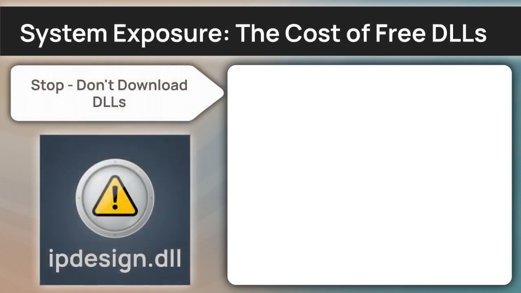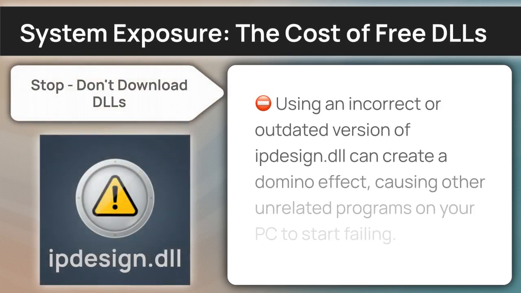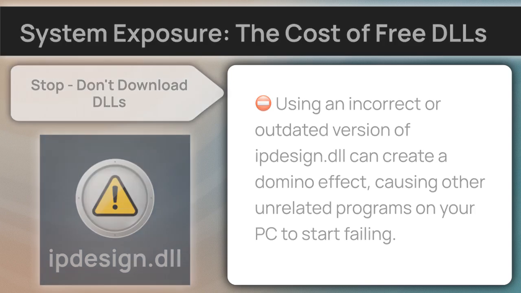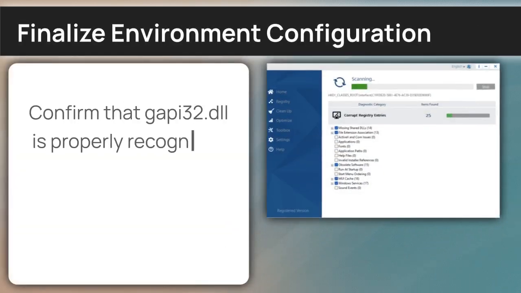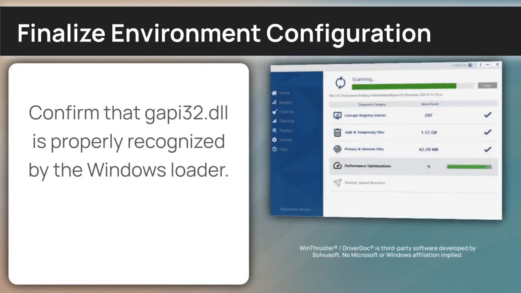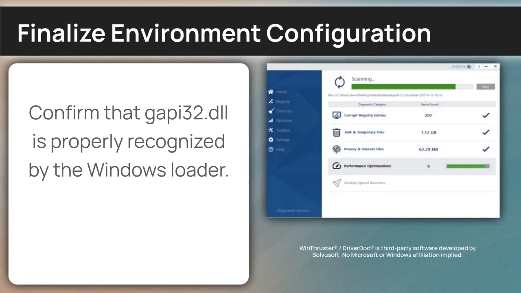To avoid future system conflicts, there is one specific security trap we should discuss. Installing an unverified version of Ipdesign Library DLL is one of the most common ways to accidentally bypass your system's built-in security firewall.